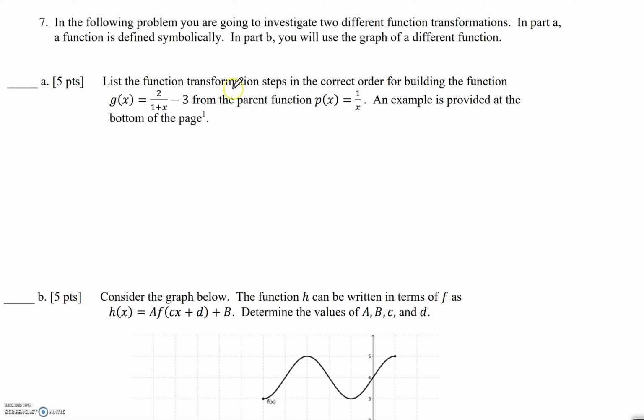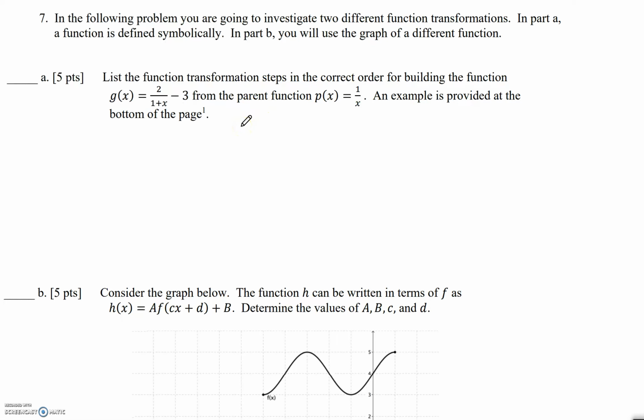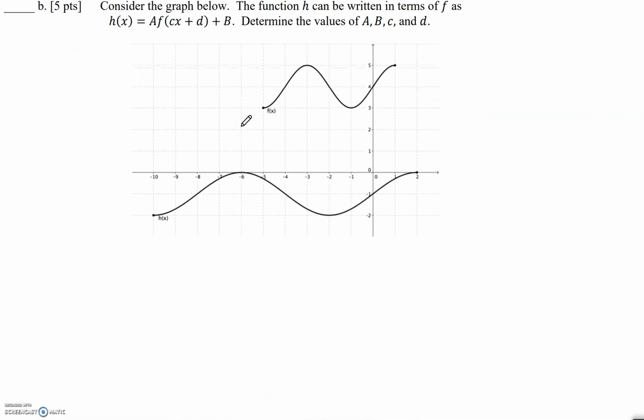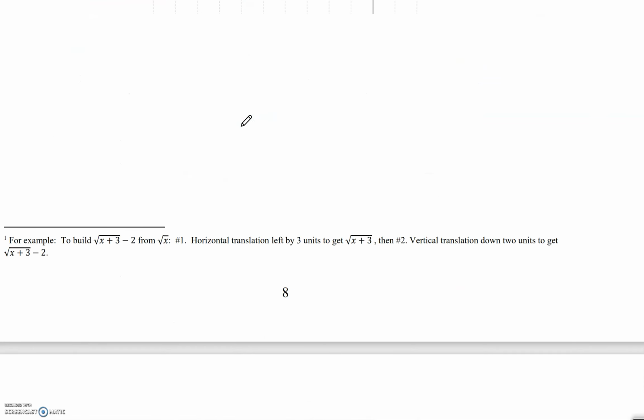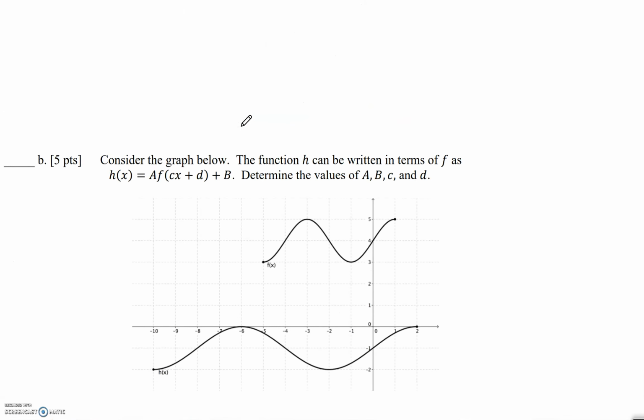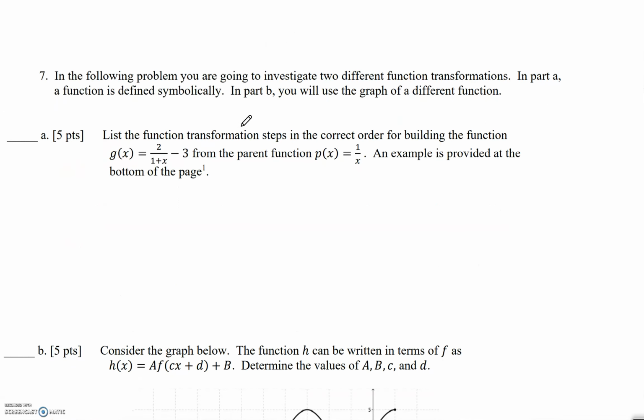Okay, list the function transformation steps in the correct order for building the function g of x equals 2 over 1 plus x minus 3 from the parent function 1 over x. An example is provided at the bottom of the page. So just for reference, down at the bottom of the page, if you want another example, there is one there. I will let you look at that on your own though.